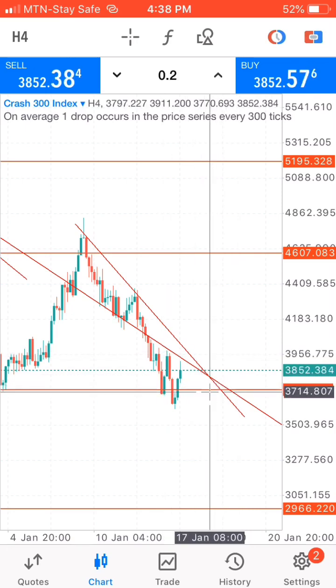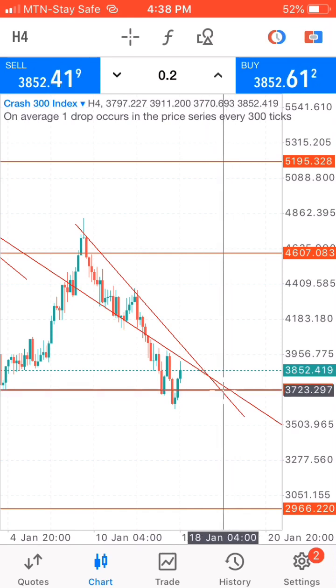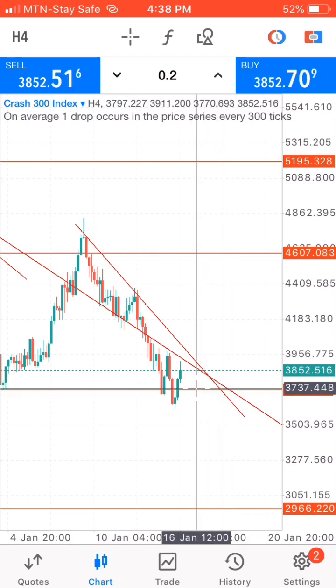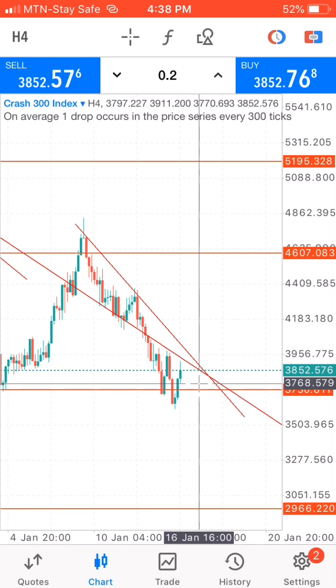You can't just start getting into the market at this support. You can't just get into it at the support. So you just have to wait for it to do what you want it to do. You don't have to rush into the market, you just have to wait.